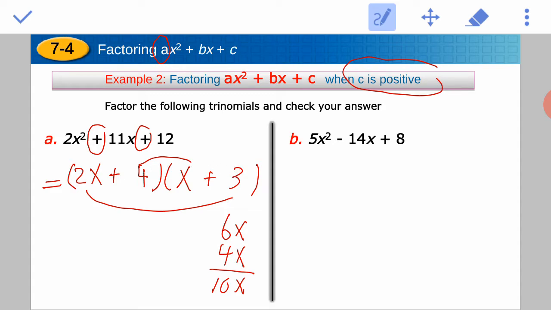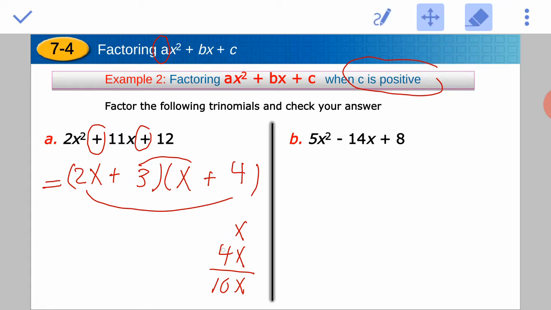Let's try switching these two numbers. Let me erase that number and that number. Make this one 3. Instead of 4 times 3, I'm going to try 3 times 4. Maybe it works for us. Okay guys, so now let's try the outer and the inner one more time. 2x times 4 is going to be 8x.